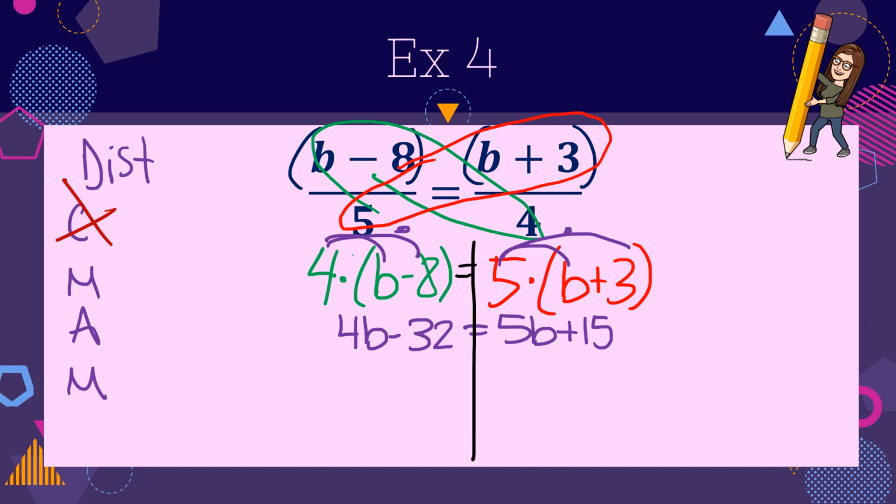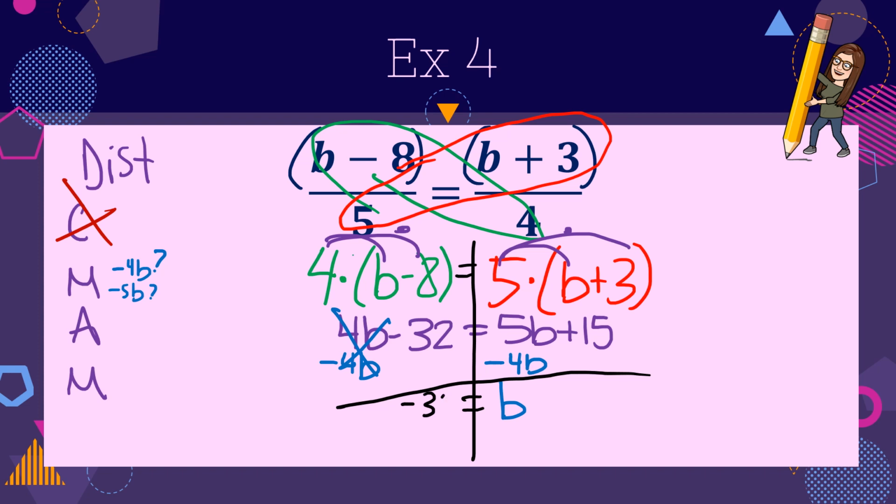But next, I do have a move step. What sounds easier? Should I subtract 4b or should I subtract 5b? I think subtracting 4b is going to work a little better in my favor, and it's smaller. When I subtract 4b, I've got 1b left over. Much easier. Let's drop down. The negative 32 falls down. The positive 15 falls down.